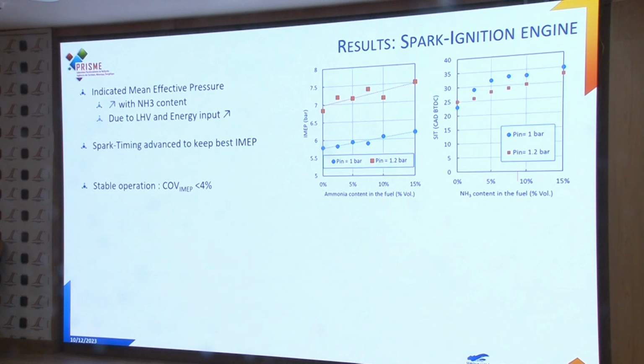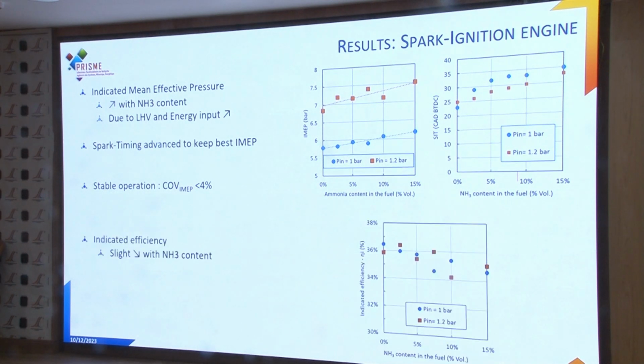This is the result. So you have here the indicated mean effective pressure as function of the ammonia for two different intake pressures and the spark timing. Basically, we increase the indicated mean effective pressure with ammonia content due to the LHV and the energy input. The spark timing has to be advanced to keep the best IMEP. This is because of the flame speed of ammonia, and we were able to get very stable operation.